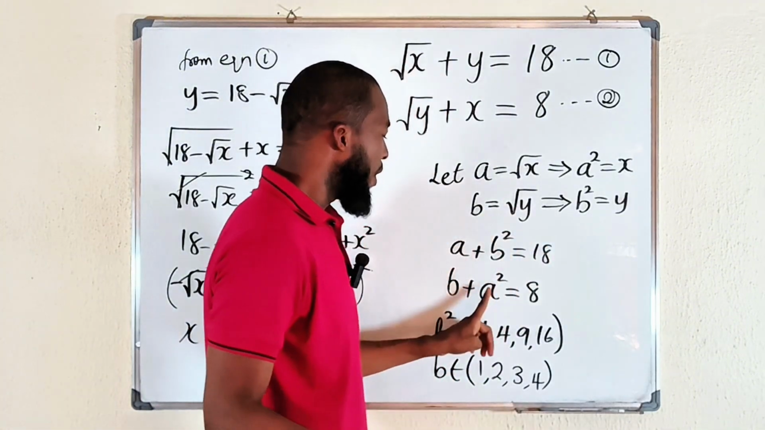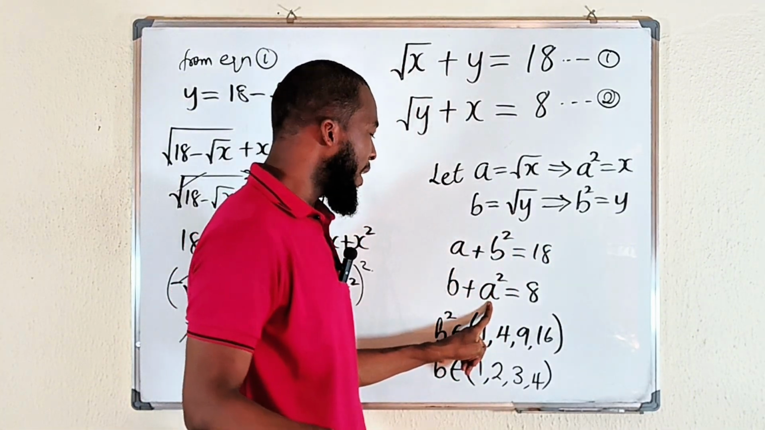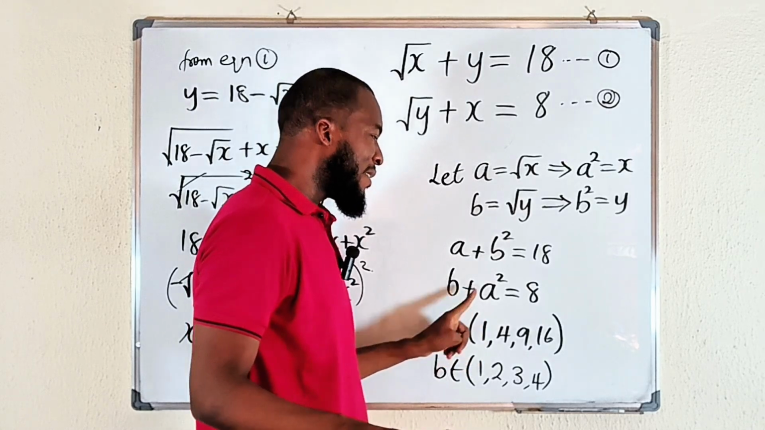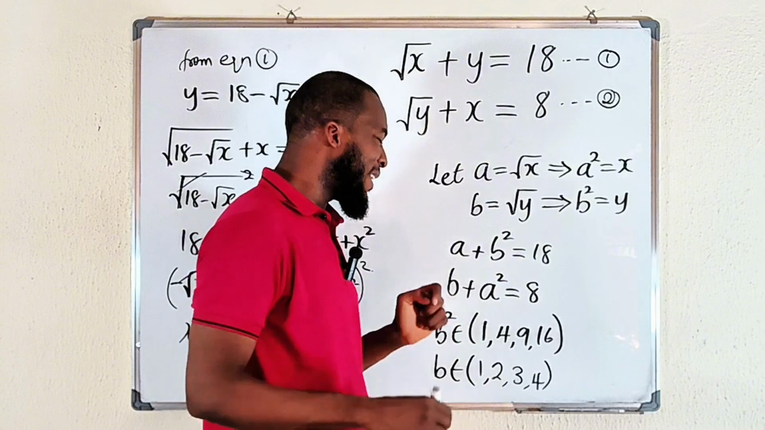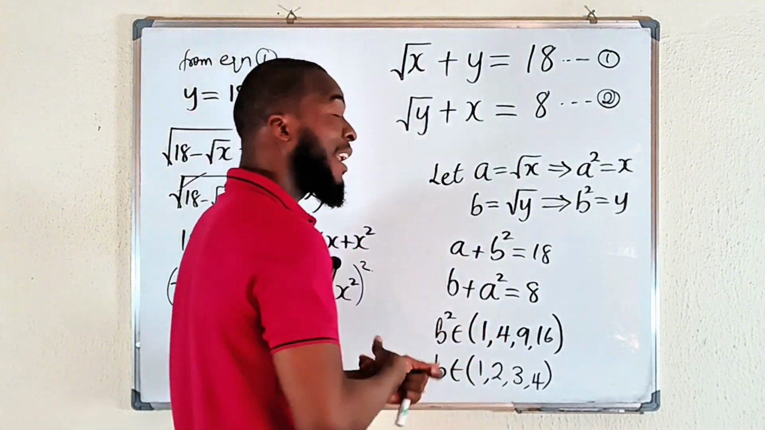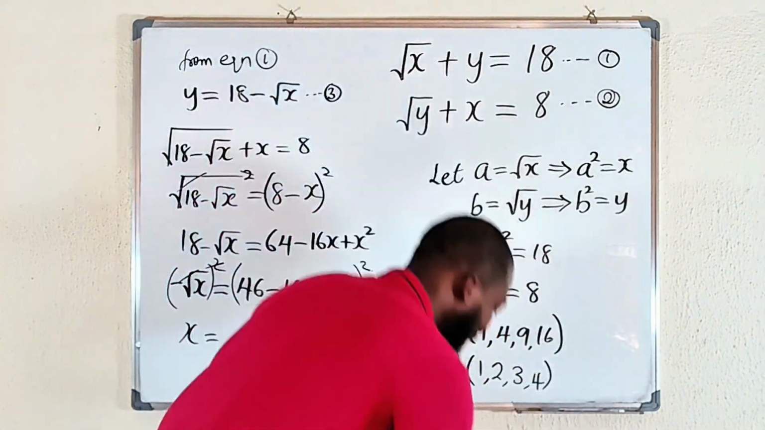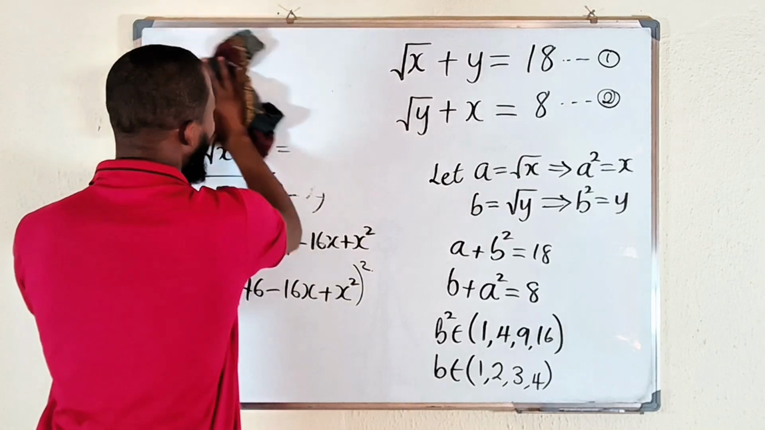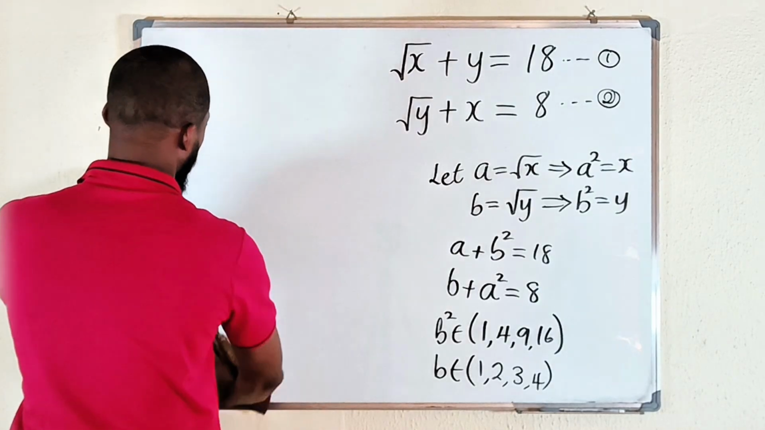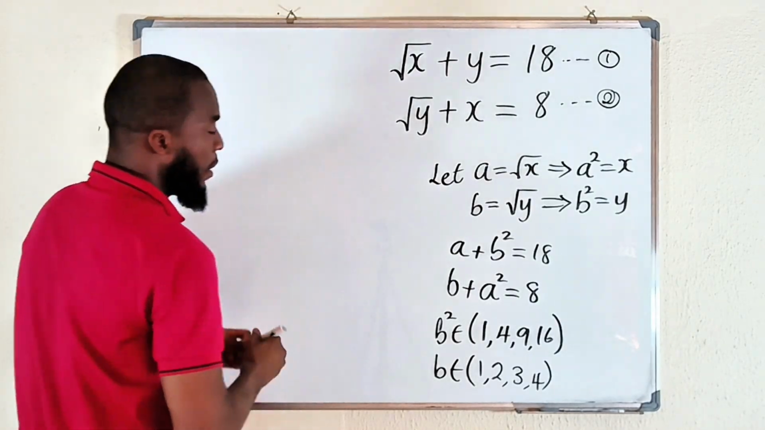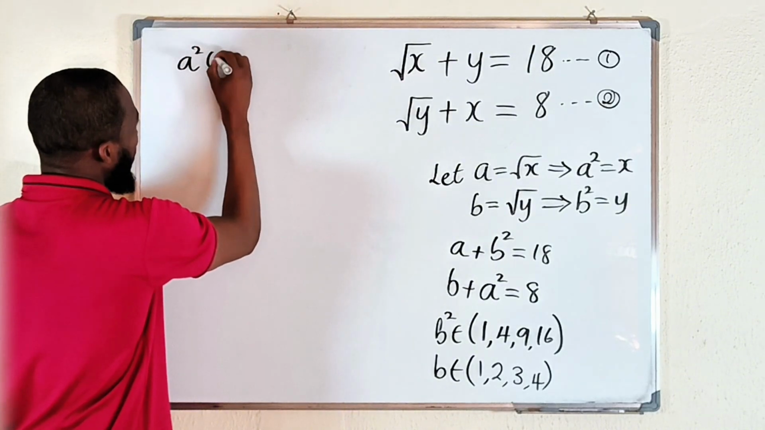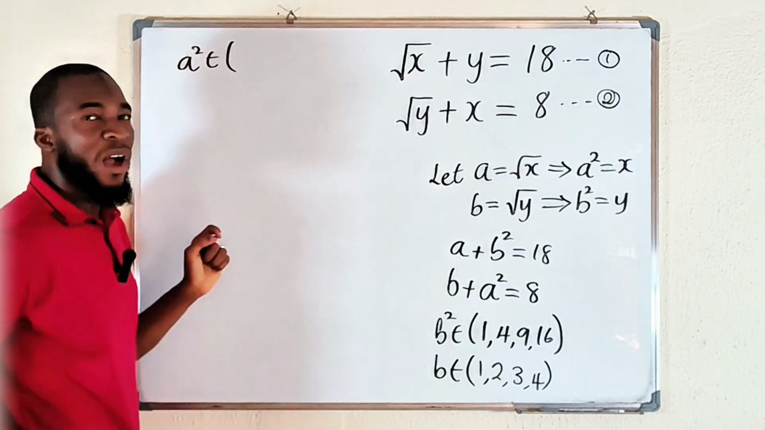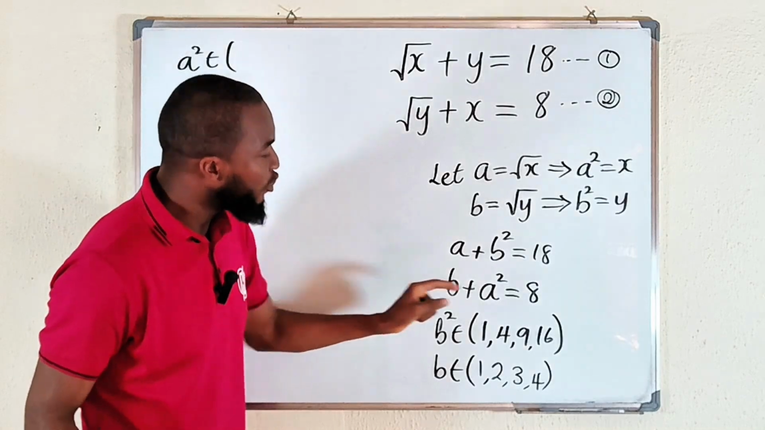You can see that we have another perfect square number here, right? Plus another integer equal to 18, which implies that this perfect square number must be less than 8 because you have to add another number onto it to get to 8. So let me come here and continue. a squared must be a perfect square number from 0 up to 8.